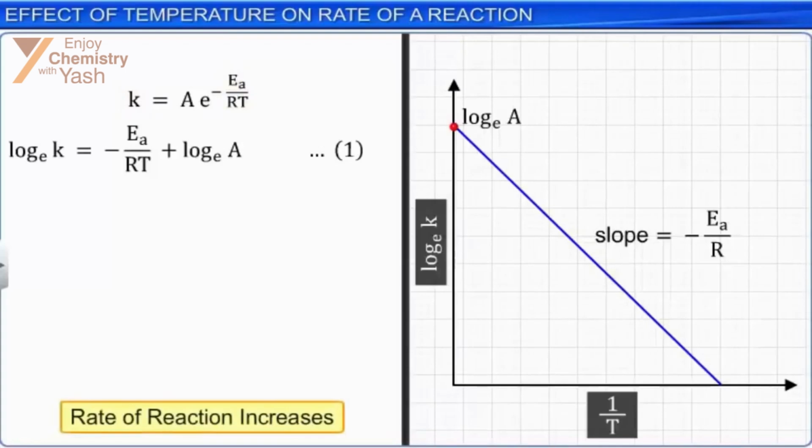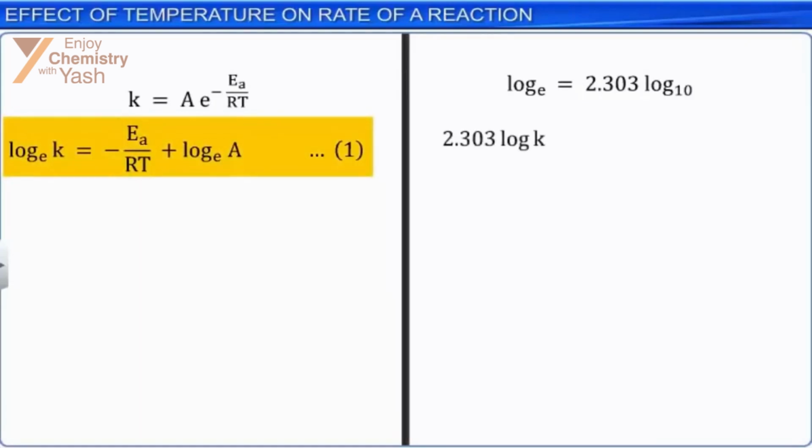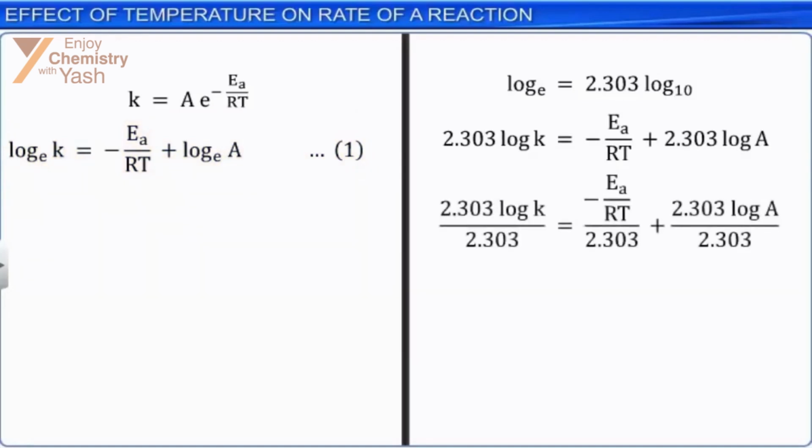As log to the base e is equal to 2.303 log to the base 10, equation 1 can also be written as 2.303 log K is equal to minus EA by RT plus 2.303 log A. On dividing this equation by 2.303 on both the sides, we get log K is equal to minus EA divided by 2.303 RT plus log A. Let this be equation 2.